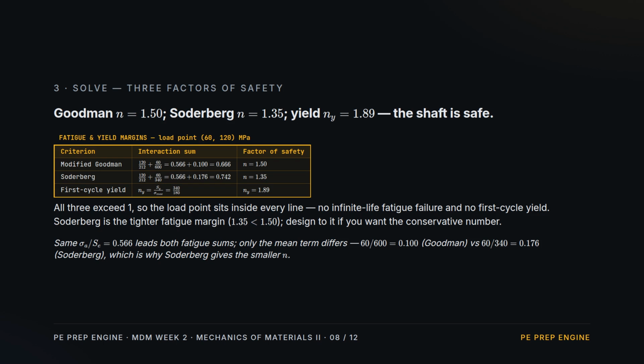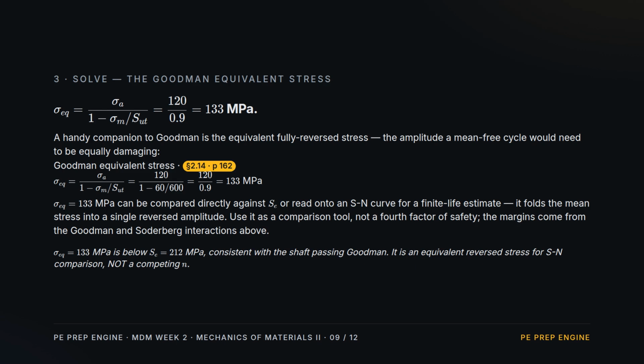Solve. Part 2. Three factors of safety. Both fatigue sums share the same alternating term, only the mean term changes with the denominator. Goodman lands at 1.50, Soderberg at 1.35, tighter because it divides the mean by the smaller yield strength. The yield check gives 1.89. All three clear 1, so the shaft is safe on every count, and Soderberg is the conservative margin to design to.